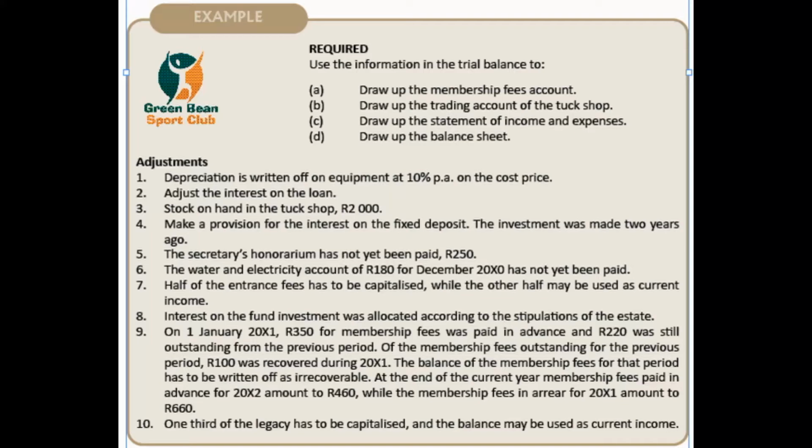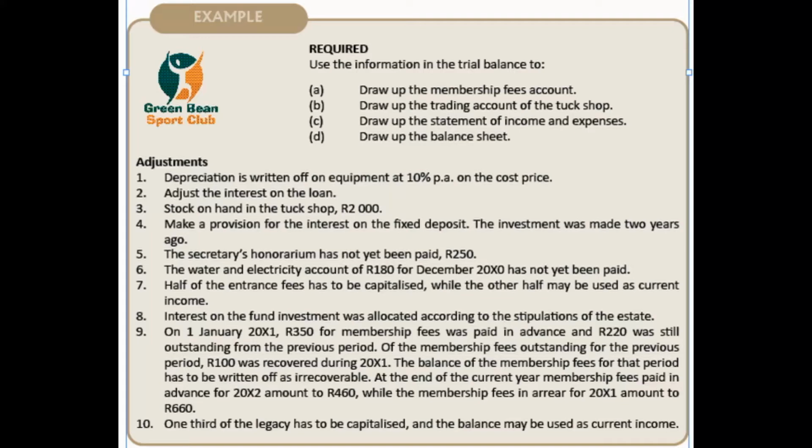Whenever you get an exercise like this, or whenever you get something like this in the exam, I always tell my students, when you need to do adjustments, draw yourself little T accounts and do the entries in those T accounts. Then it's just much easier to know what is the correct amount to transfer to the income and expenditure account or to the statement, and what's the amount that must be entered in the balance sheet.